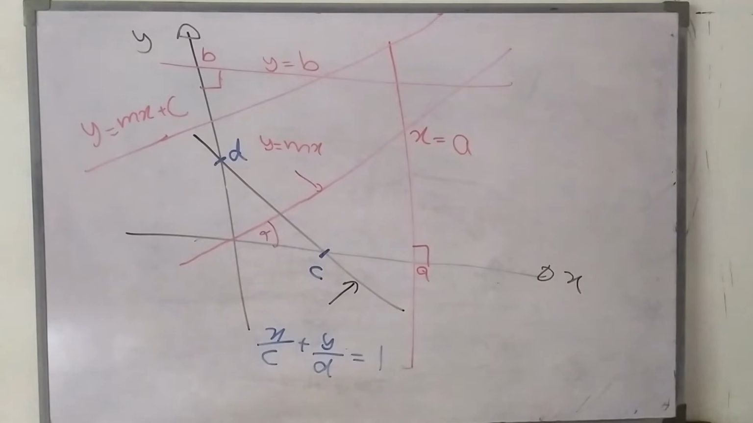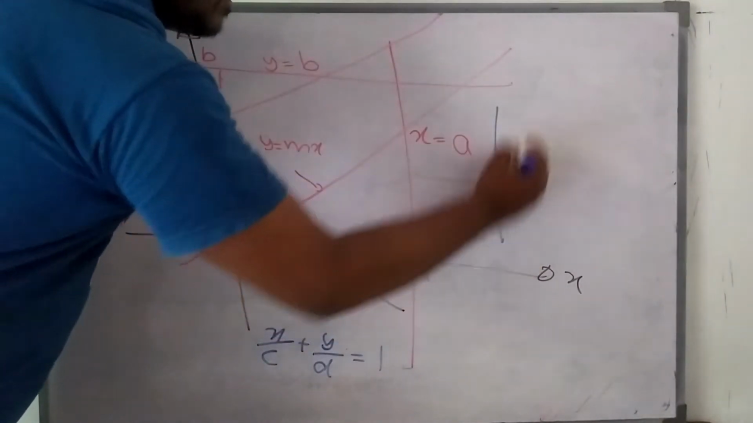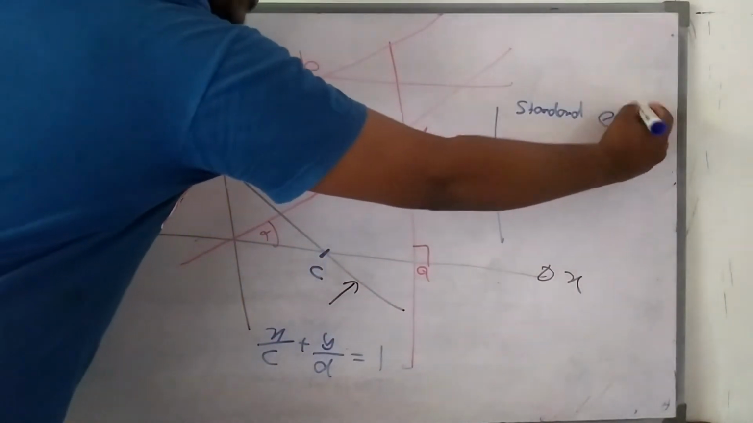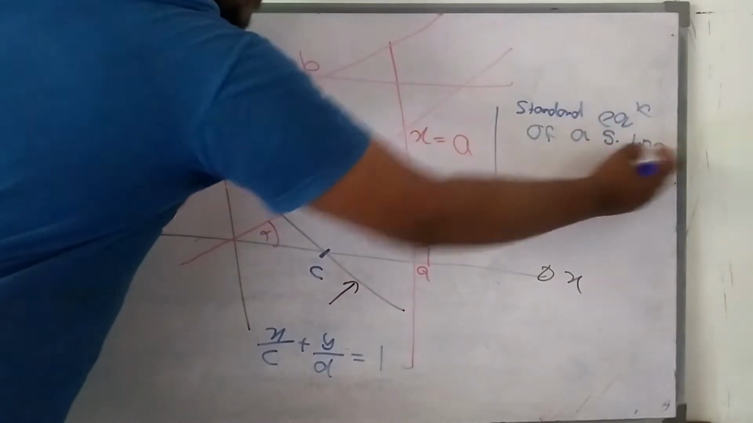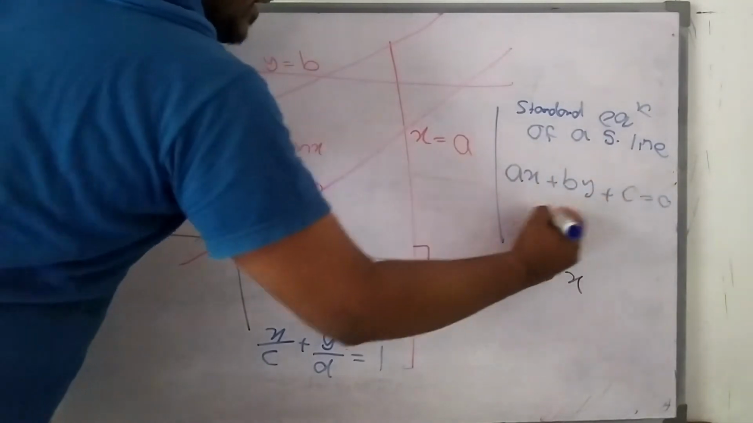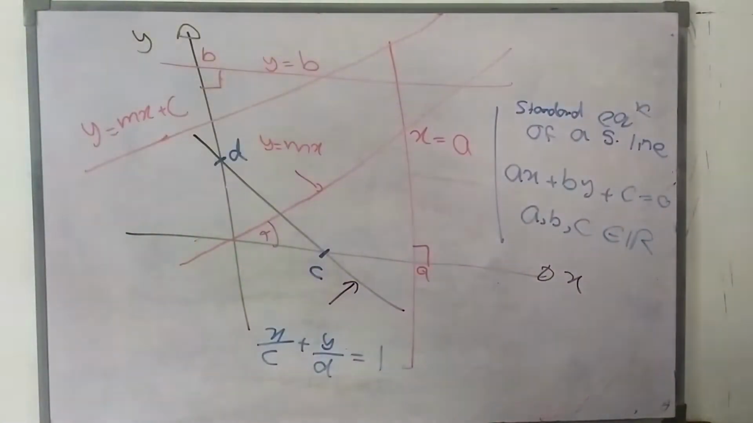Also, we have a standard formula for a straight line. The standard equation of a straight line is ax plus by plus c equals 0, where a, b, c are all real numbers.